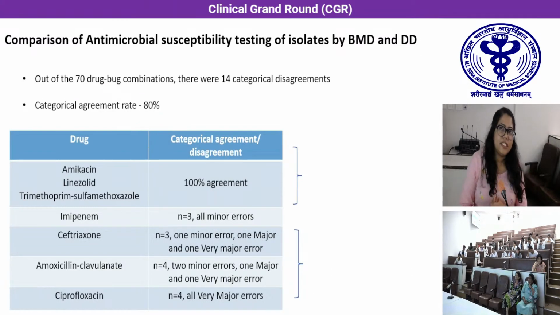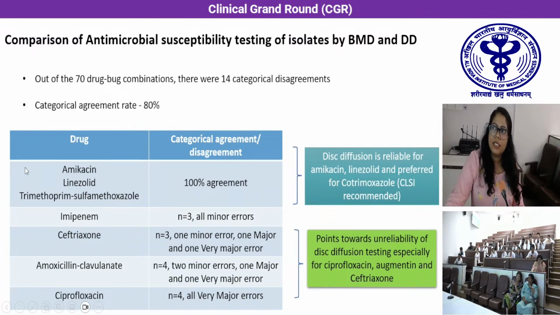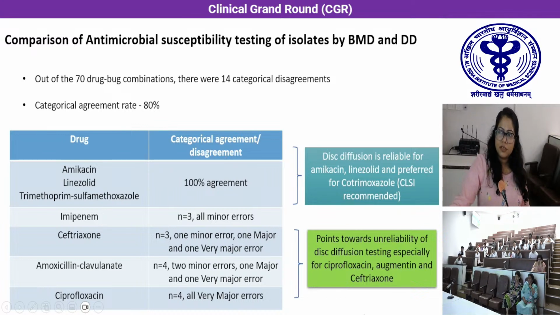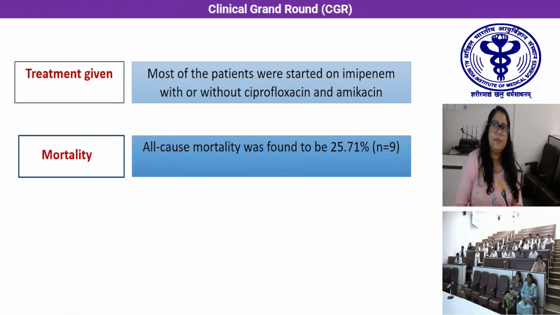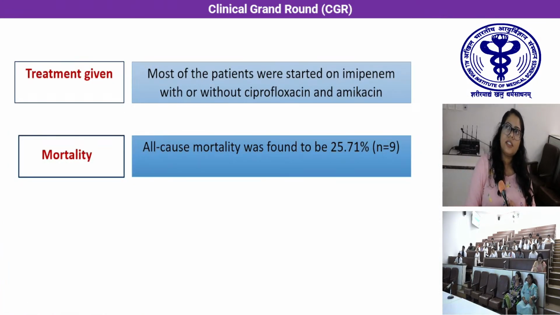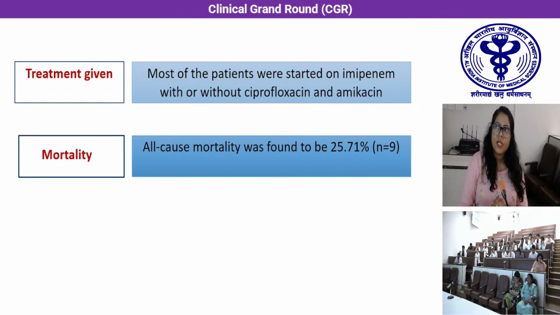We found that out of the 70 drug-bug combinations which we have, there were 14 categorical disagreements, but overall the categorical agreement rate was 80%. So we can say that disc diffusion is a reliable method for amikacin, linezolid, and cotrimoxazole, and unreliable with drugs such as ciprofloxacin and augmentin. The treatment given for patients in our case series was imipenem with or without ciprofloxacin and amikacin, and the all-cause mortality was found to be 25%.